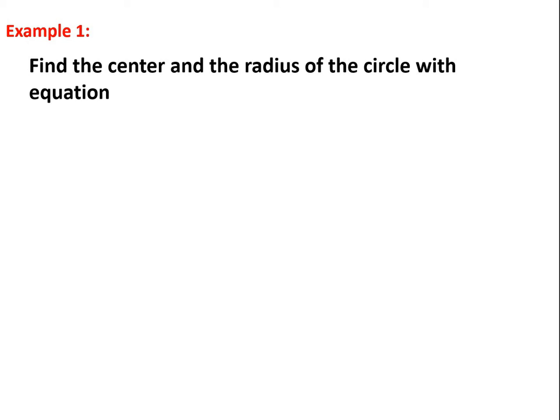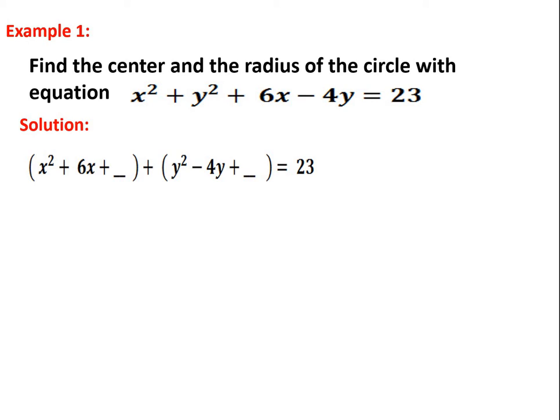Find the center and the radius of the circle with equation x squared plus y squared plus 6x minus 4y equals 23. This is the general form. So let's show the solution. Combining like terms and completing the squares, we have x squared plus 6x plus blank plus y squared minus 4y plus blank equals 23. How do we solve for the value of the first blank?